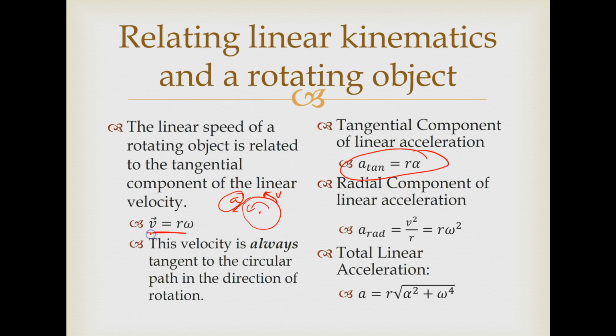Right? So this is your linking relationship for velocity. This is your linking relationship for acceleration. We can also look at the radial component of acceleration. Radial means along the radius, so it's directly towards the center or directly away from the center. You'll notice that this looks very similar to the centripetal acceleration, because centripetal acceleration is directed towards the center, so it is a radial component of acceleration.